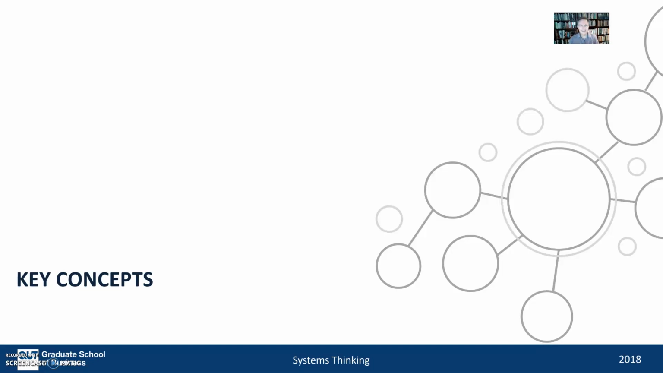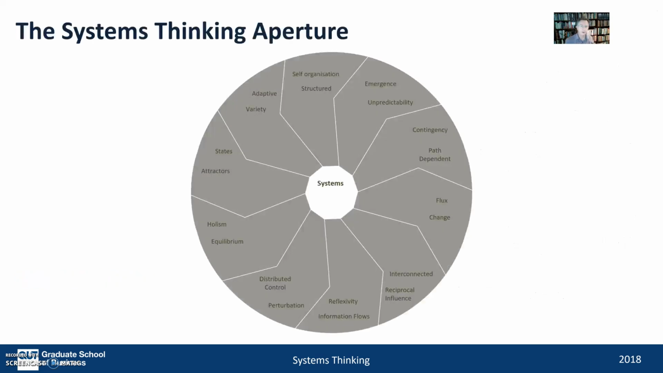Now, understanding that our worldview significantly informs how we think, let's turn our attention to some of the key concepts associated with the thinking that is characteristic of systems thinking. We started off by talking briefly about systems, and there are a number of different properties of systems, as this systems thinking aperture shows. So, for example, self-organization, structure, emergence, unpredictability, flux, contingency, interconnectedness we talked briefly about.